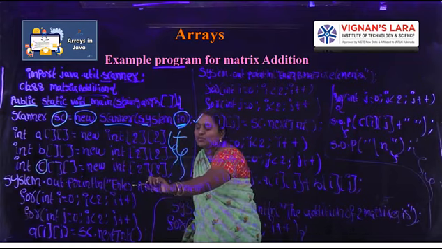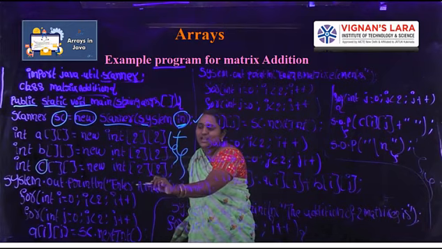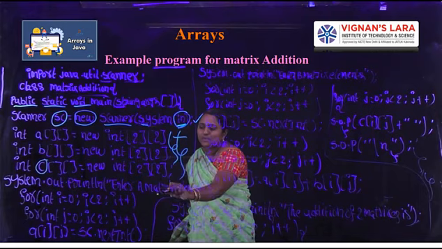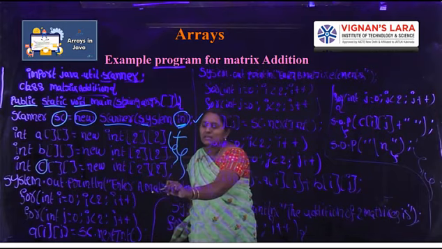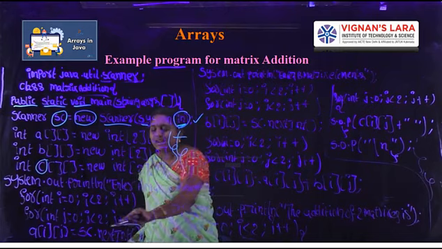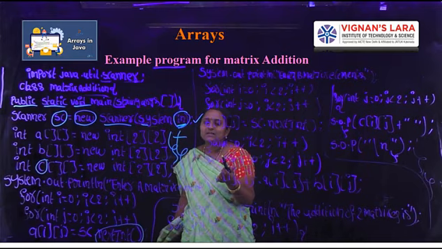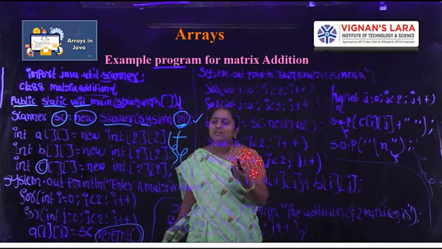Here, for int i equal to 0, i less than 2, i plus plus. Next, for int j equal to 0, j less than 2, j plus plus. A of i j equal to sc.nextInt. nextInt is a method available in the Scanner class. By using the nextInt method, we can read input values on the console.